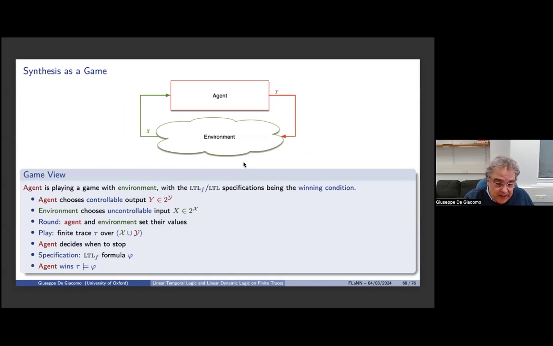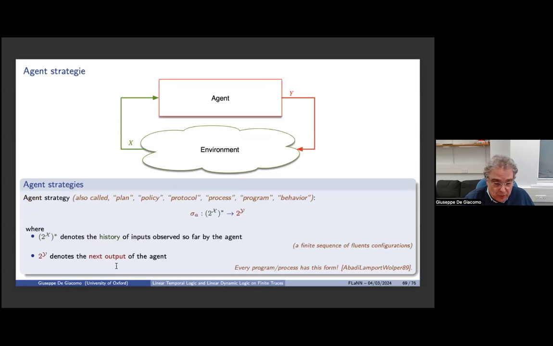Now we have this game view, and we have an LTLf specification, and we partition the propositions in the formula into what is controllable by the agent and what is controllable by the environment. Then we want to find a strategy for the agent to choose the value of its y, so that together with whatever value of the x, you get a trace that satisfies the formula. This is what we want.